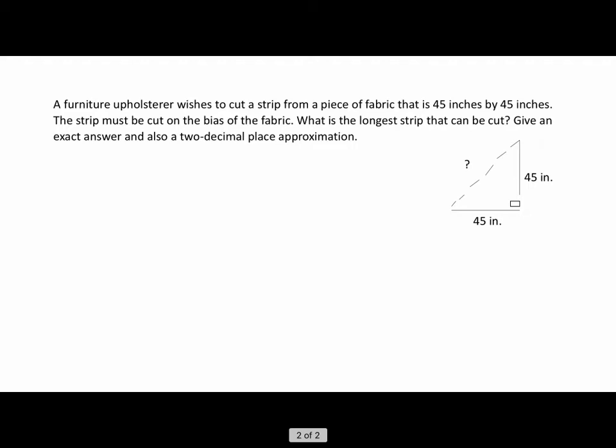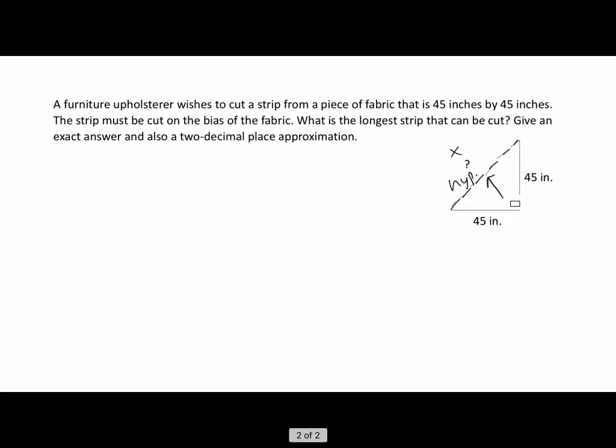Then we have a furniture upholsterer who wants to cut a strip of fabric that is 45 inches by 45 inches. So the strip must be cut on the bias of the fabric that is across this way. What is the longest strip that can be cut? Give an exact answer and also a 2 decimal approximation. So this is what we need to find: the strip of bias, which is the diagonal cut across the fabric. And that happens to be the hypotenuse this time. So that's what we're going to be looking for.